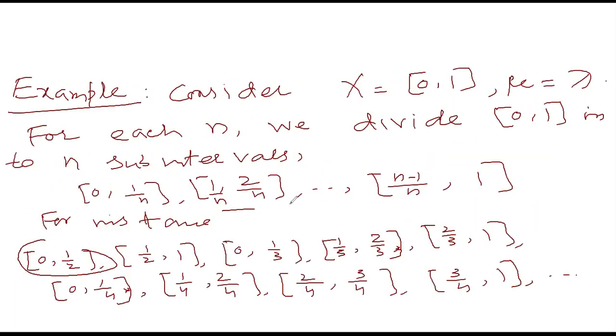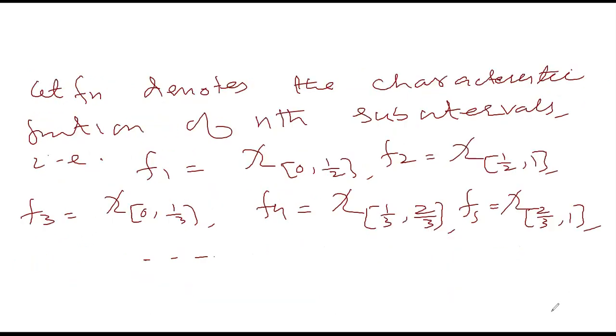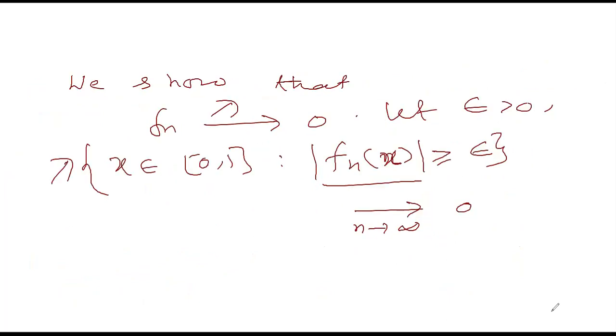Say it's either 1/n to 2/n or 2/n to 3/n. It's any among any such intervals. So you can see this length will always approach 0. This is actually approaching 0, and therefore, fn converges to 0 in measure lambda.